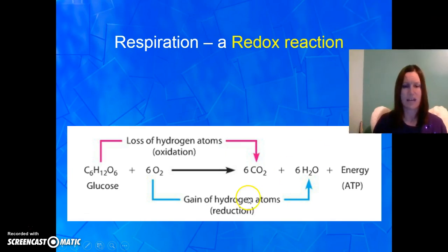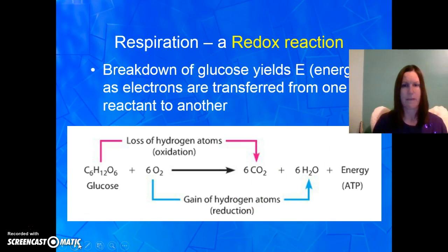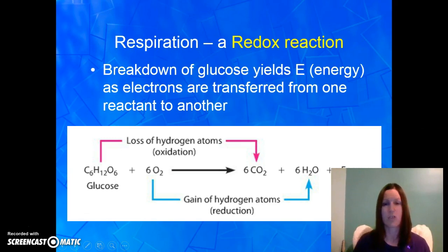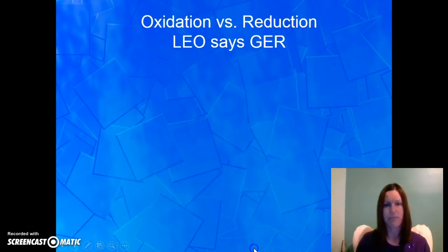And so what does that mean? Redox is a breakdown of glucose that yields energy as electrons are being transferred from one reactant to another. We're going to get more into this equation in a moment. So what we are seeing happening is glucose is going to yield this energy because electrons are going to be transferred from one reactant to another.